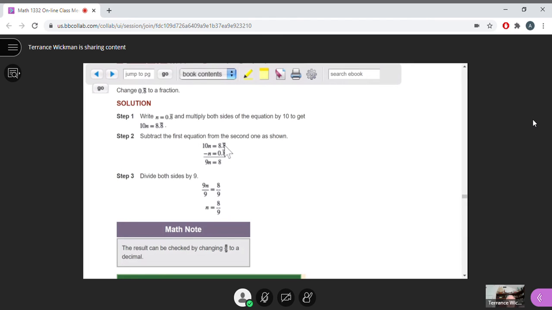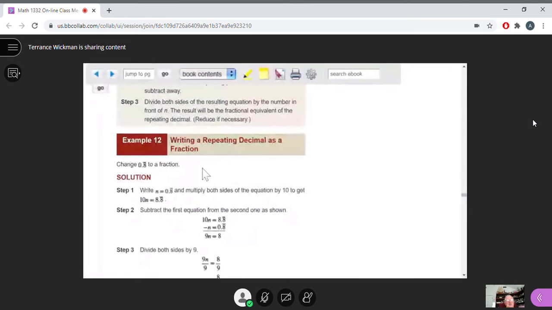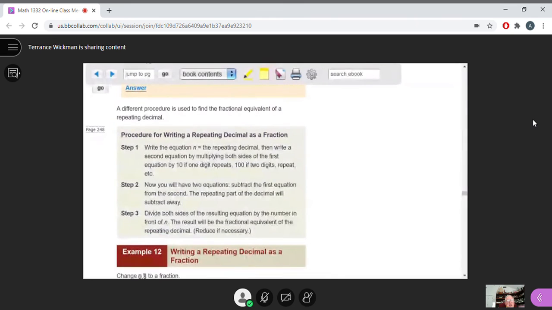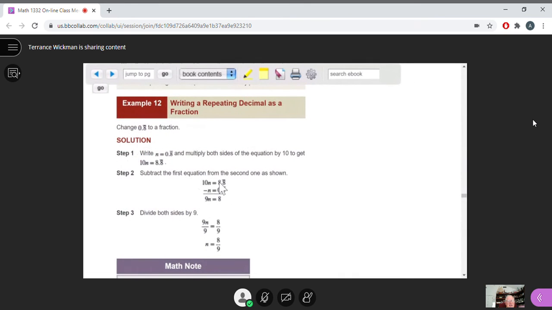Now, how do they do that? Look at step number 2. The rounded second one on the right to just 8, and the other one to 9. Let's see if it explains it better here. Writing through n, we write the second equation by multiplying both sides of the first by 10. So look, if this is n equals 0.8, like right at the first line, you multiply by 10, you get 10n equals 8.8. Because they moved it over.